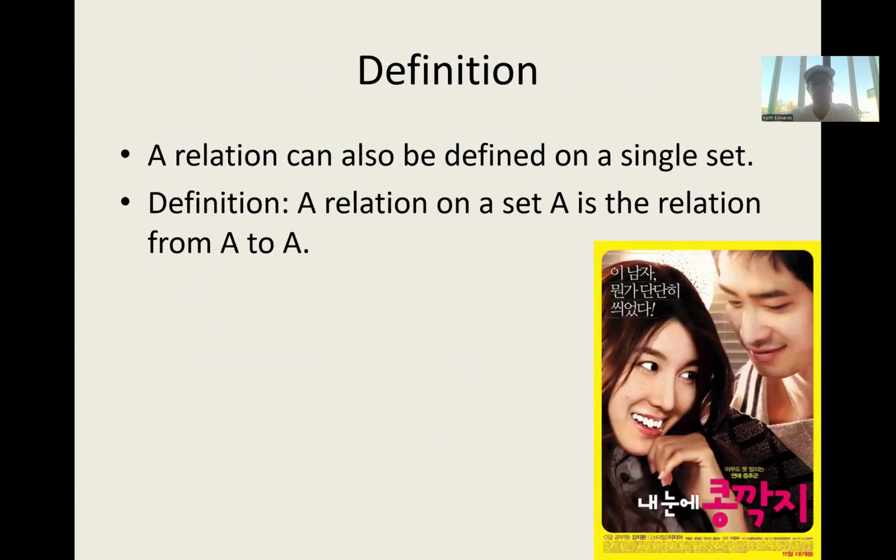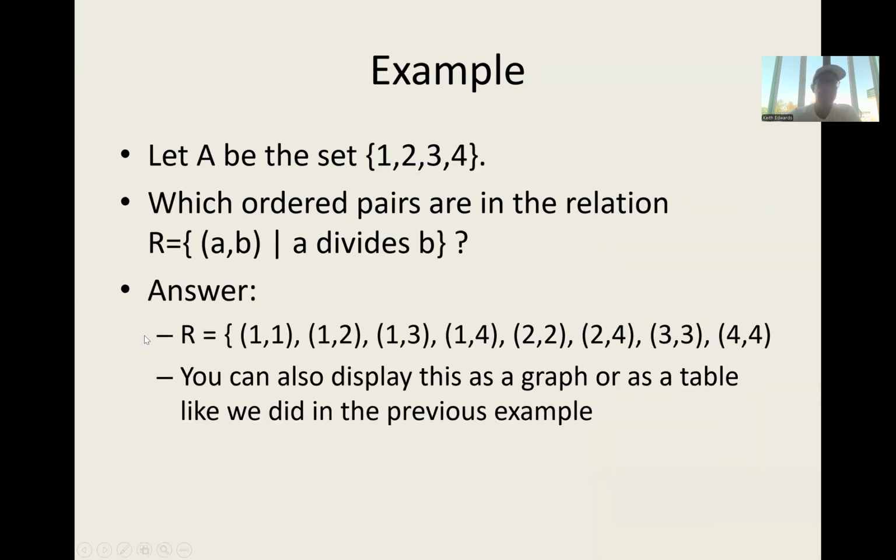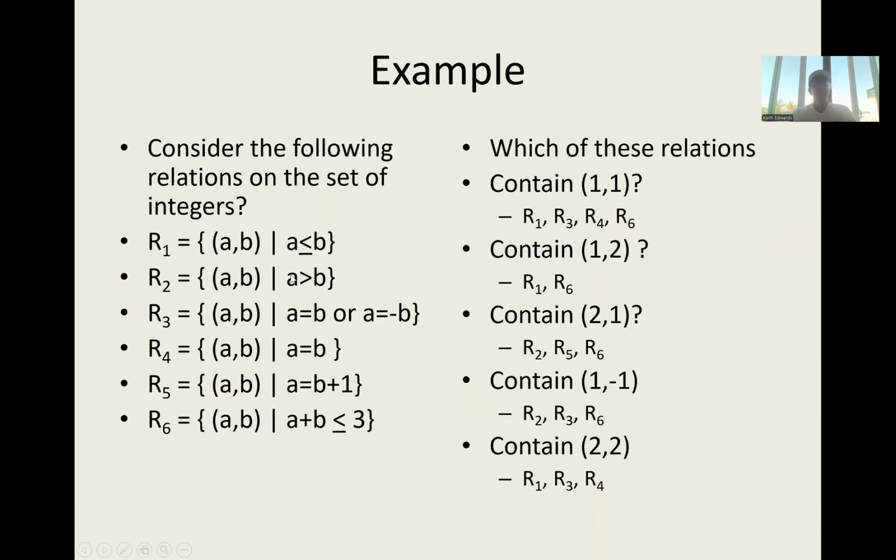A relation can also be defined on a single set. A relation on a set A is a relation from A to A. So let A be the set {1, 2, 3, 4}. What are the ordered pairs in the relation R equal to (a, b), where a divides b? Well, 1 divides 1, 1 divides 2, 1 divides 3, 1 divides 4. 2 divides 2, 2 divides 4, 3 divides 3, and 4 divides 4. You can also display this as a graph or a table like we did in the previous example.